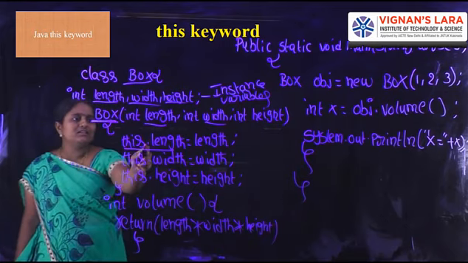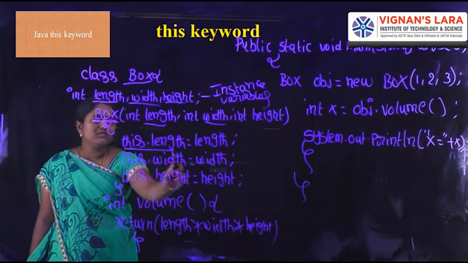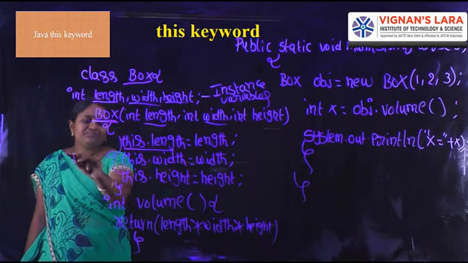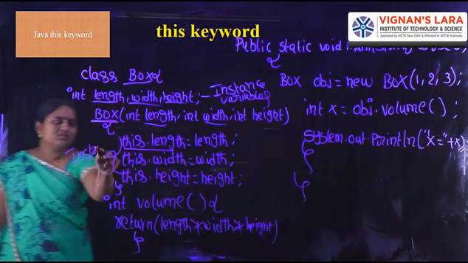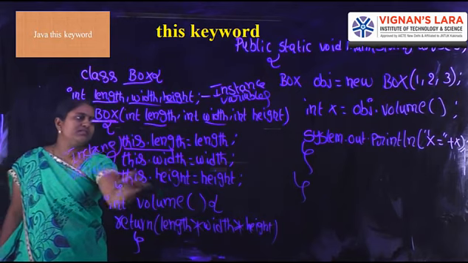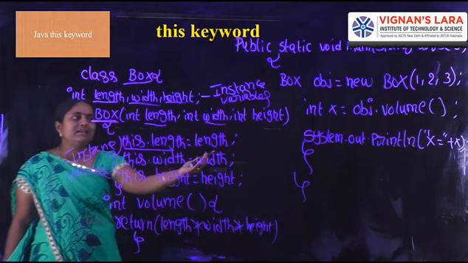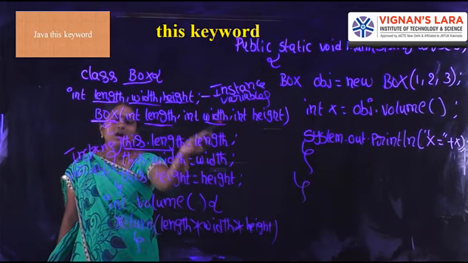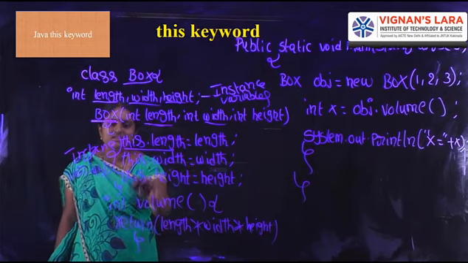So here this.length equal to length, this.width equal to width, this.height equal to height. These three are instance variables. On the right-hand side, length, width, height are local to our constructor. These three are parameters to our constructor. So that is the constructor body.